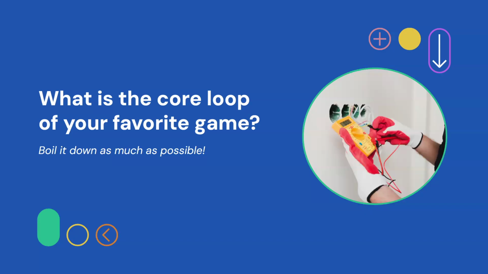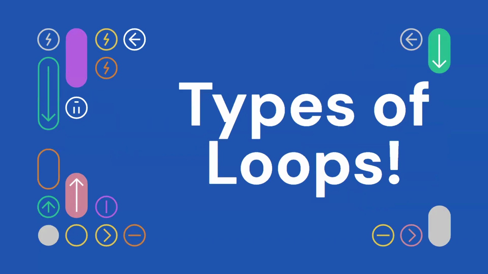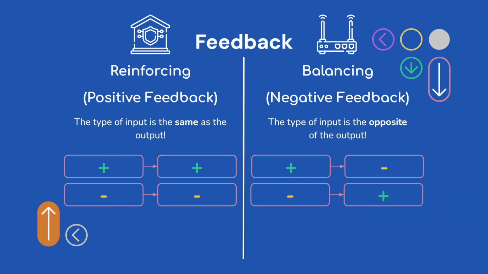There are different types of game loops, and there are two we're going to talk about today: reinforcing and balancing feedback loops. Reinforcing, also known as a positive feedback loop, amplifies its input. An example of this is when you do well in a game and get more items, money, and XP to upgrade yourself and get stronger, and then you keep defeating more and more enemies. That's the reinforcing loop.